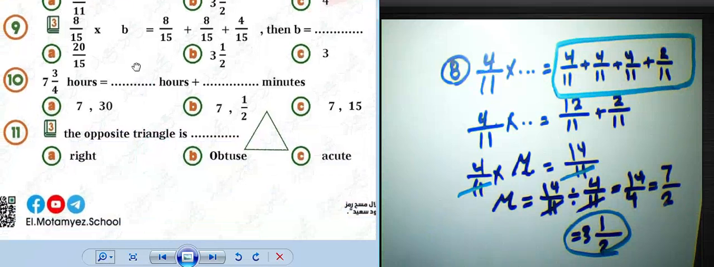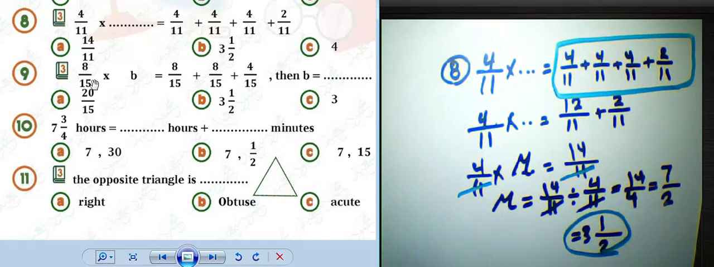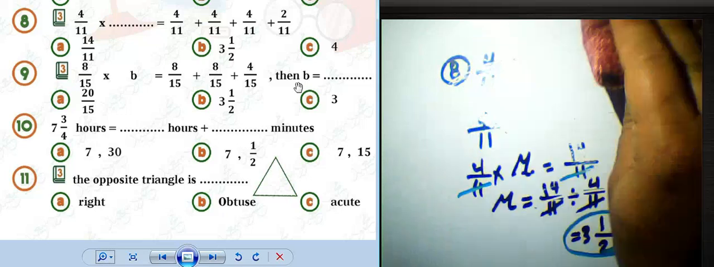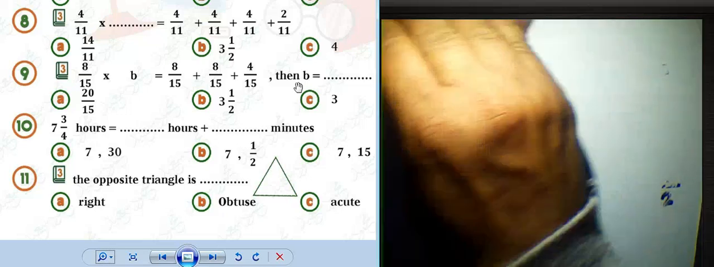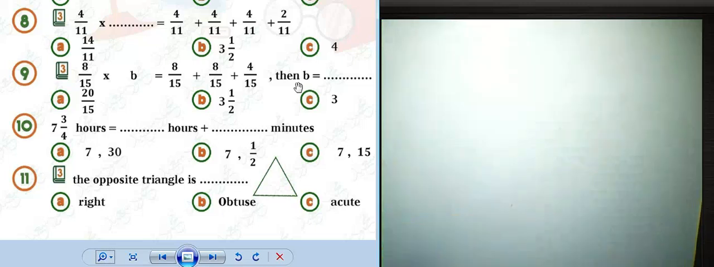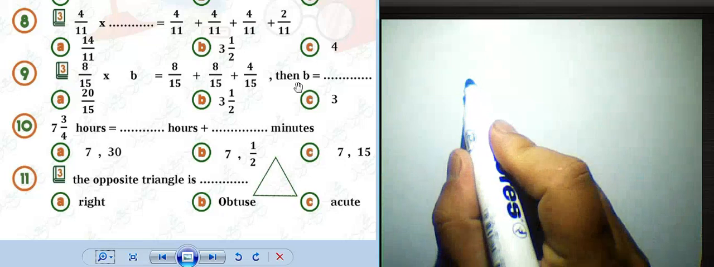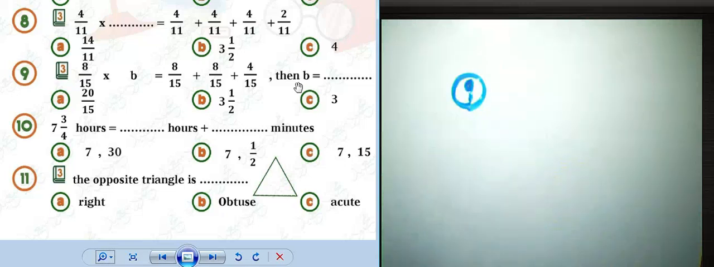Question number 9. 8 over 15 multiplied by B equals 8 over 15 plus 8 over 15 plus 4 over 15. This example is like that. So we must pay attention about this example. Okay, my students? I will solve it here. So you must pay attention about all steps. Question number 9 here.